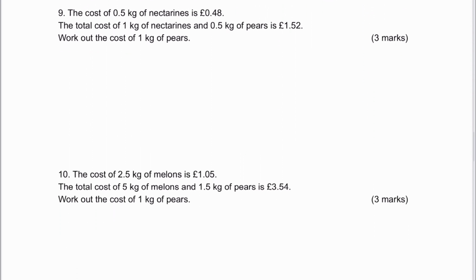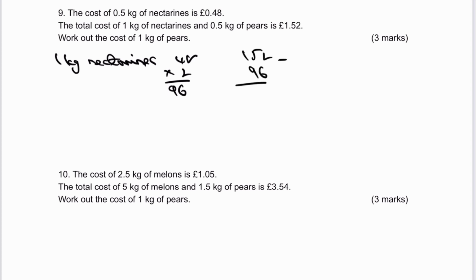So the cost of half a kilogram of nectarines is 48p, so therefore 1 kilogram of nectarines, which I'm going to need for the rest of the calculation, is going to equal 48 multiplied by 2. So that's going to give me 96 pence. Okay, if the total value of the order is £1.52 or 152p, take away 96p, that's going to give me 56p, which is the equivalent to the 0.5 kilograms of pears.